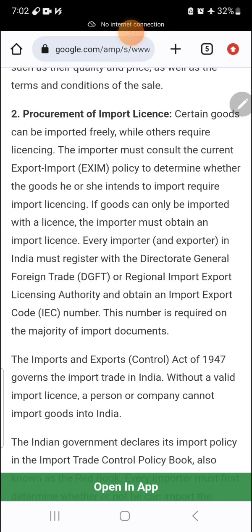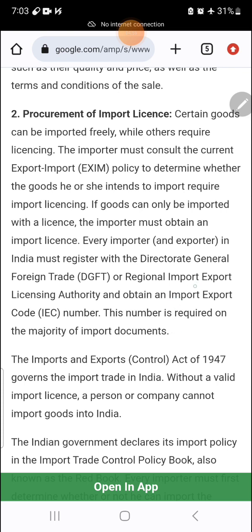2. Procurement of import license. Certain goods can be imported freely, while others require licensing. The importer must consult the current import policy, the EXIM policy, to determine whether the goods he or she intends to import require import licensing. If goods can only be imported with a license, the importer must obtain an import license.